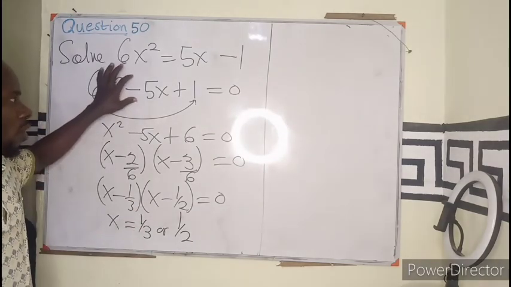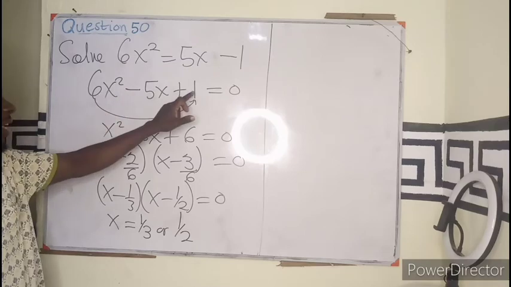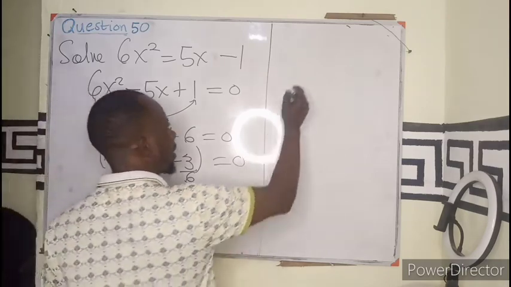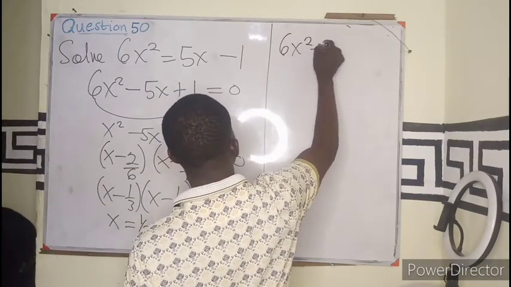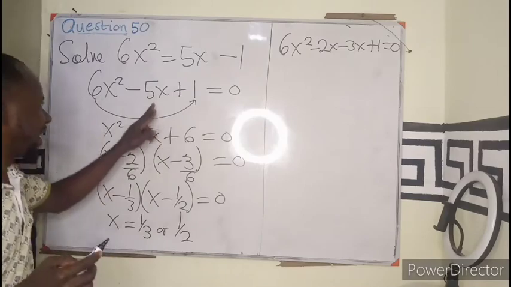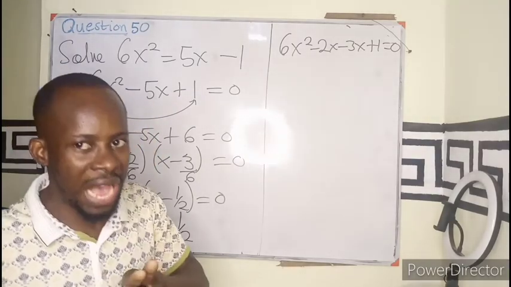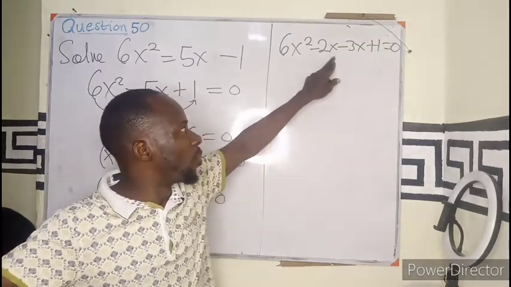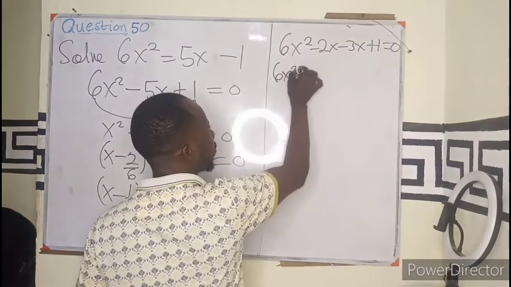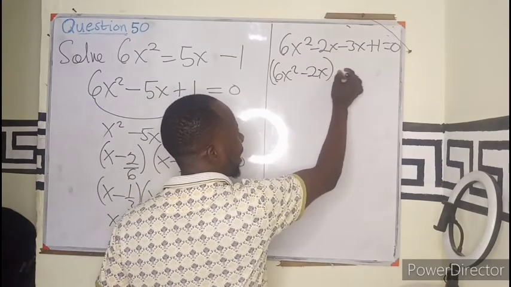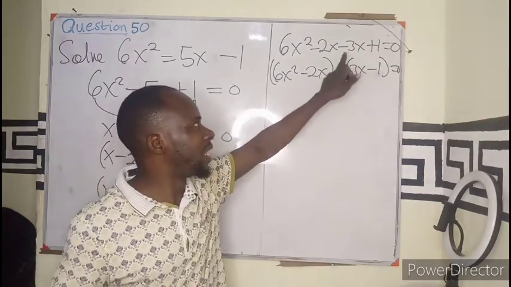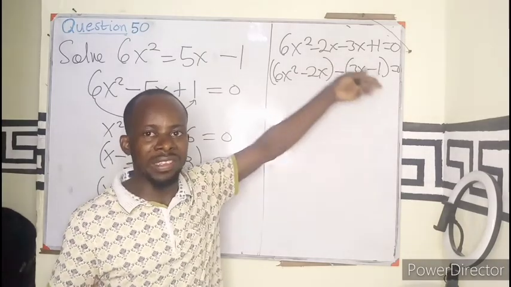So if you want to go the long way, it means after you multiply this by this, you still have to maintain here to be 6. And that will be 6x squared minus 2x minus 3x plus 1 equals 0. Changing the minus 5 with the factors we have, minus 2, minus 3, will have changed the position of this. Then you are going to involve the grouping method. That will be 6x squared minus 2x in one bracket, minus 3x minus 1 in another bracket. It is minus because the negative in front of the bracket changes the sign inside.